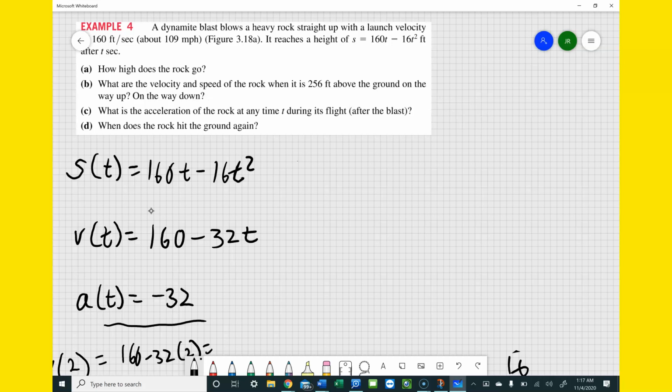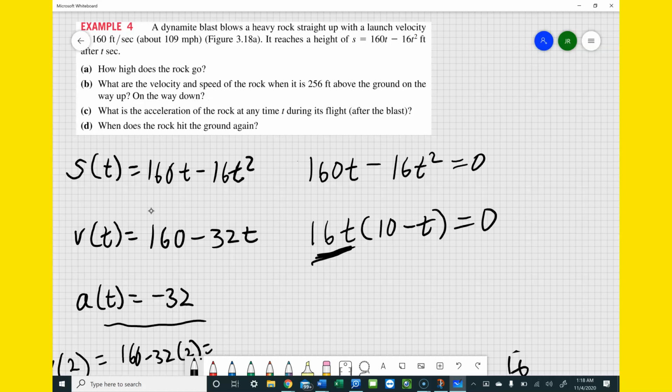Part D, when does the rock hit the ground again? Well, when the rock hits the ground, we're calling the ground a position of 0, a height of 0, so I set the position function equal to 0, and I solve for t. I believe first I can factor out a 16t as the GCF. That leaves me with 10 minus t. And then I set 16t equals 0, and I set 10 minus t equals 0. So for that one I get 0, which is obvious because it's on the ground when the problem starts. So when the clock starts at 0, it's on the ground. And I set this other one equal to 0, and I get t equals 10.